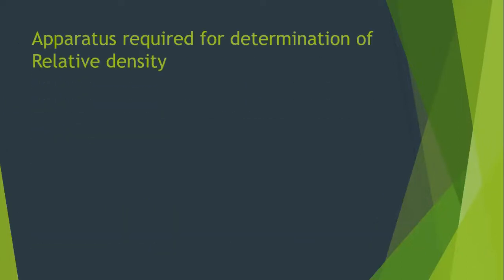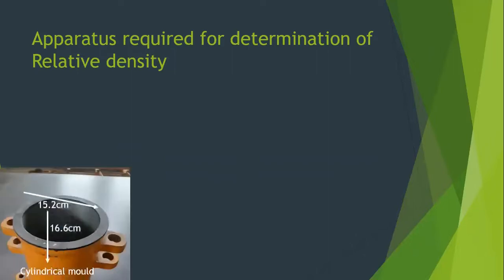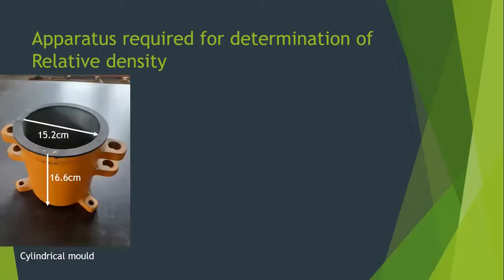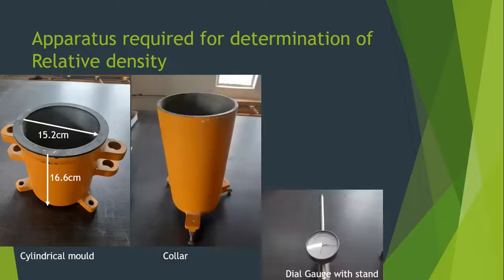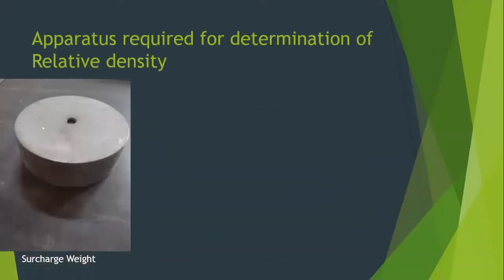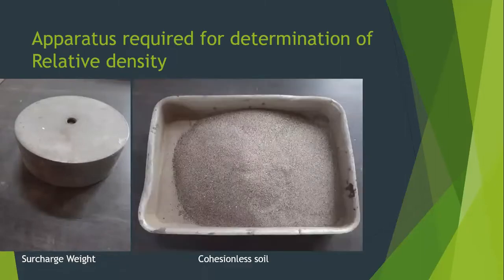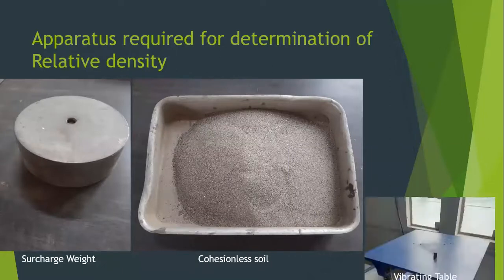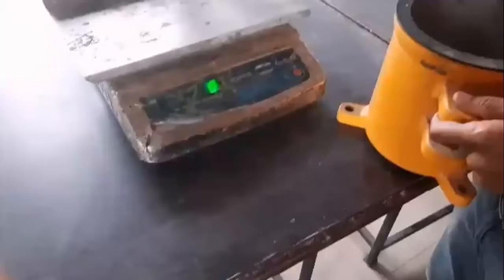So there is some apparatus required to perform this experiment. So these are cylindrical mould, its internal diameter is 15.2 centimeter and its height or depth you can say is 16.6 centimeter, and collar, dial gauge with the stand, circular plate, surcharge weight, your soil sample, or you can say cohesionless soil, which is sandy soil, and vibrating table. So let's see how to perform this experiment.